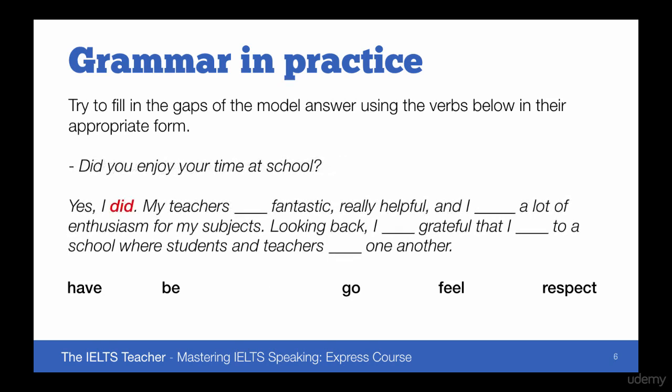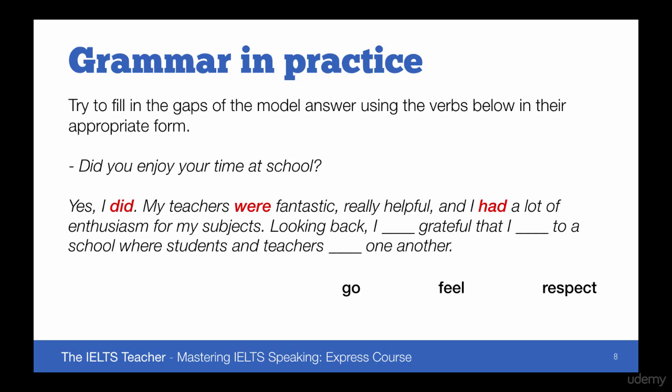Did you enjoy your time at school? Did you enjoy? Yes, I did. My teachers were fantastic. So we're using the be verb in the past form for a plural subject. So we have it as were. My teachers were fantastic, really helpful, and I had. So we're moving have to the past. Everything here is in the past because we're talking about school and the question is in the past. And I had a lot of enthusiasm for my subjects.